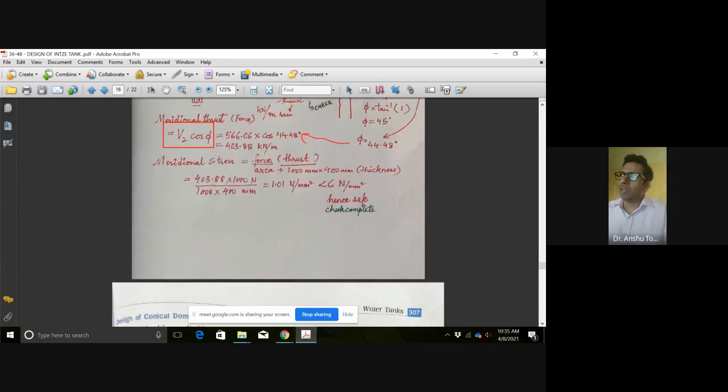So these values you can get again from IS 3370. Whatever permissible stress values there are in direct compression, in tension, or direct compression in bending, sigma CBC, sigma CT, these all values can be taken for different grades of reinforcement and different grades of concrete from IS 3370.